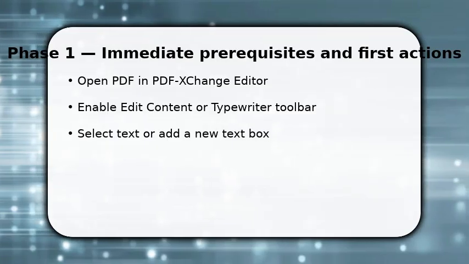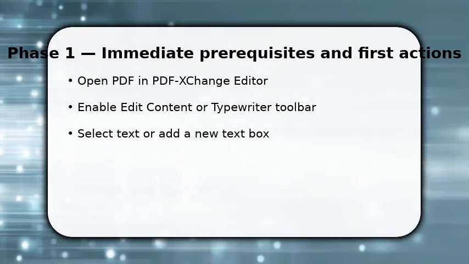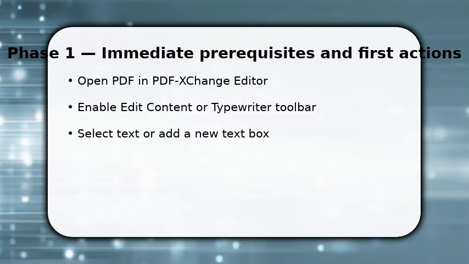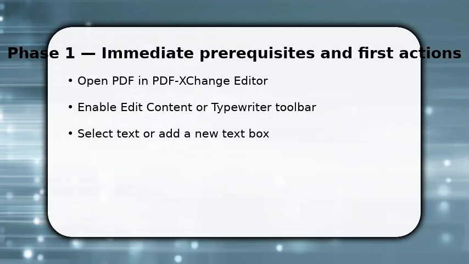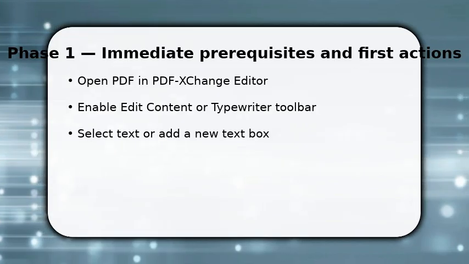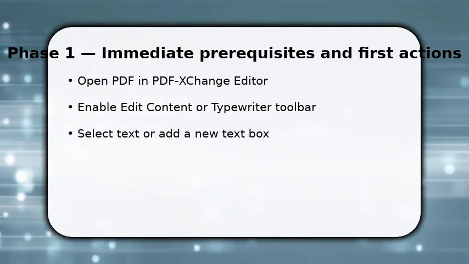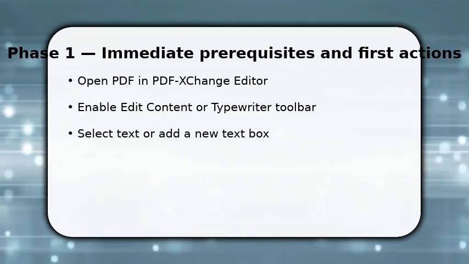You start by opening the PDF in PDF XChange Editor and immediately enable the Edit Content tool or the typewriter, depending on whether text is selectable. Once done, click the text you want to change. If text is flattened, add a new text box with typewriter. Make sure to select a text object so properties appear. This prepares the document for font adjustments and avoids editing the wrong layer, so you won't change annotations by mistake.